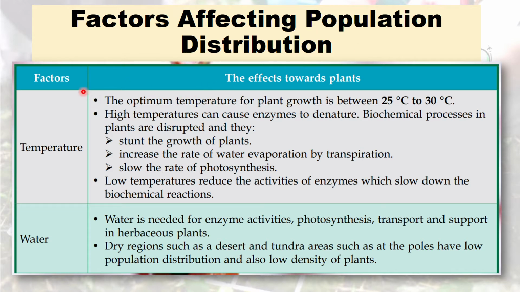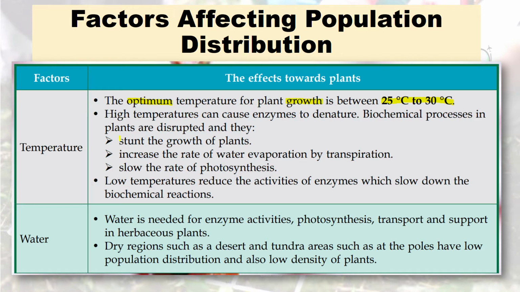Okay, here are the factors. The first one, let's look at temperature ataupun suhu. Sangat penting. Okay, so this effects is going to affect, okay, kesan ini, faktor-faktor ini akan memberi kesan kepada tumbuhan. Okay, temperature ataupun suhu. Okay, let's use the word optimum. So I'm going to highlight this. The important terms: optimum temperature for the plant growth is between 25 degrees Celsius to 30 degrees Celsius. Okay, inilah dia yang paling sesuai for growth.